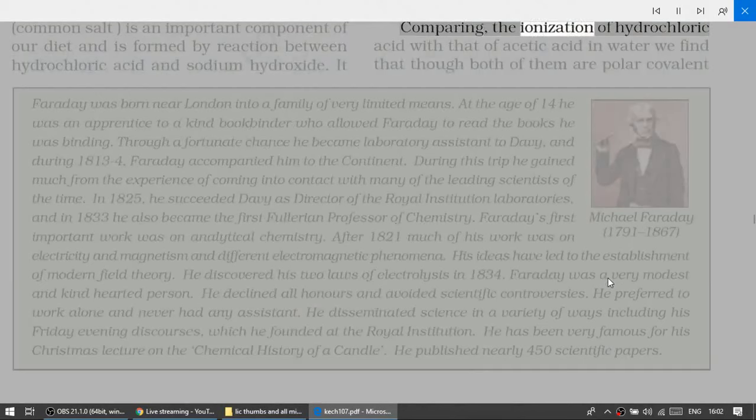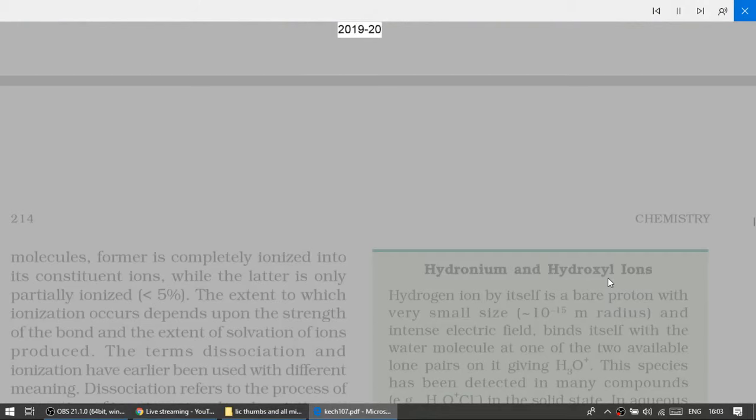Comparing the ionization of hydrochloric acid with that of acetic acid in water, we find that though both of them are polar covalent molecules, the former is completely ionized into its constituent ions, while the latter is only partially ionized, about 5%. The extent to which ionization occurs depends upon the strength of the bond and the extent of solvation of ions produced.